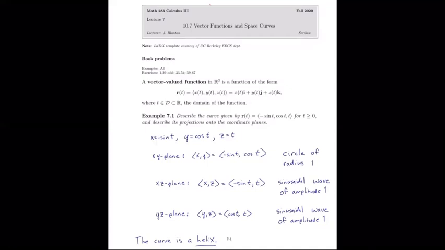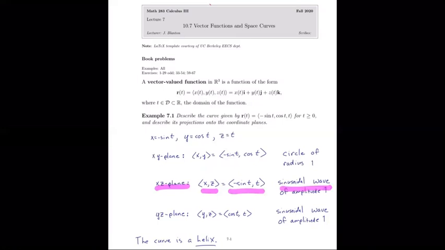Now in the xy plane, what we think about doing is just shutting off a variable. So for the xy plane, we would set z equal to some constant, really maybe just eliminate it altogether and think about it in terms of two dimensions. So in our xy plane, we have negative sine of t, cosine of t, which if you recall from Calc 2 is a circle of radius 1. So we've got that. The xz plane, we shut off the y variable. Negative sine of t and t, that's a sinusoidal wave.